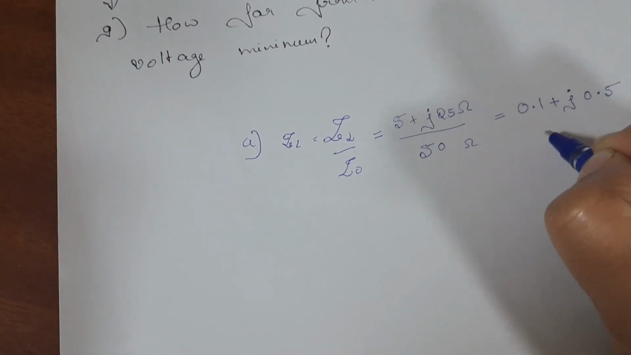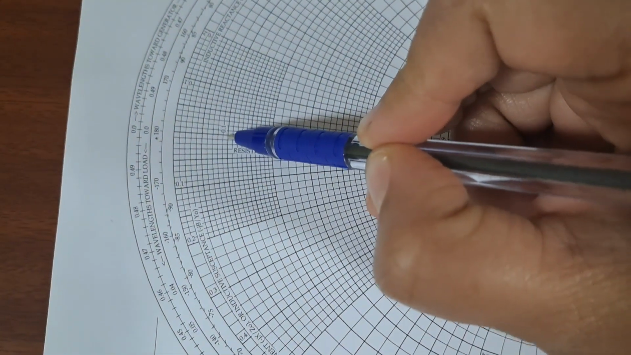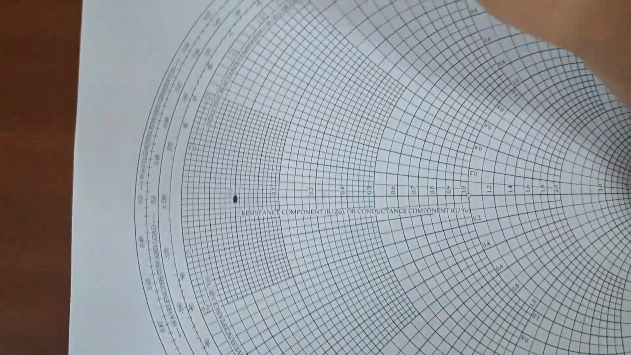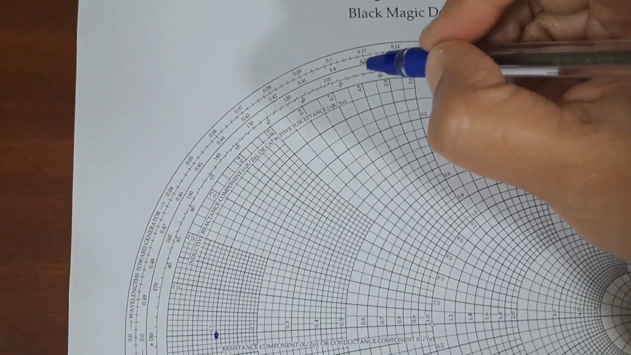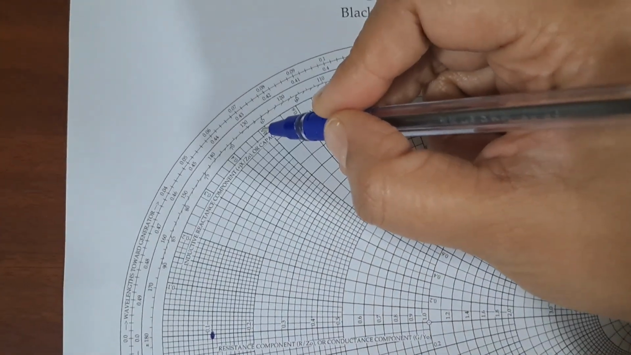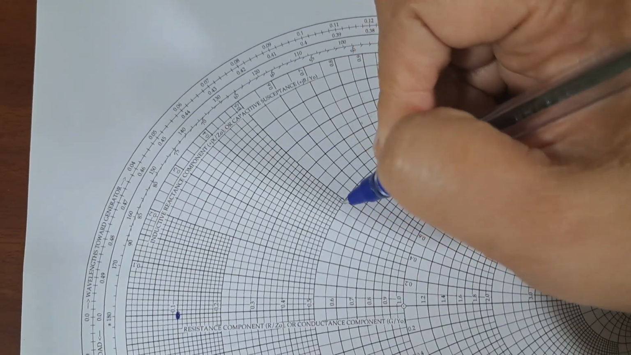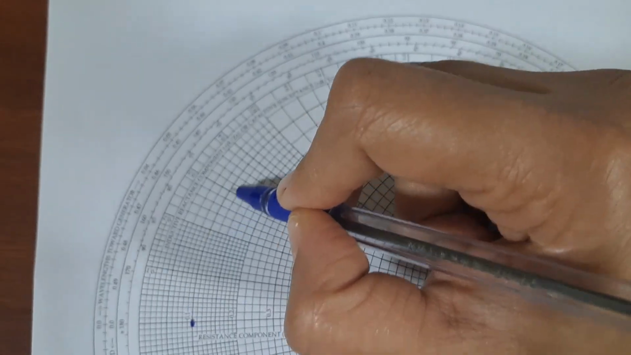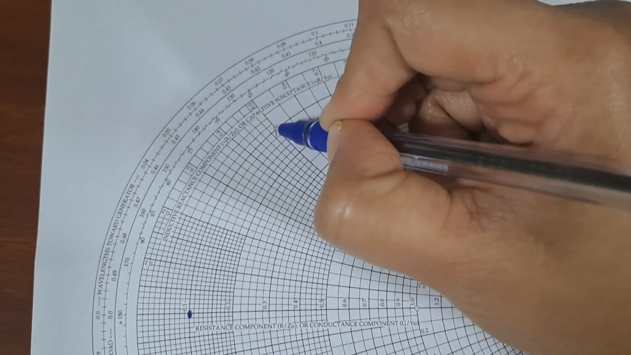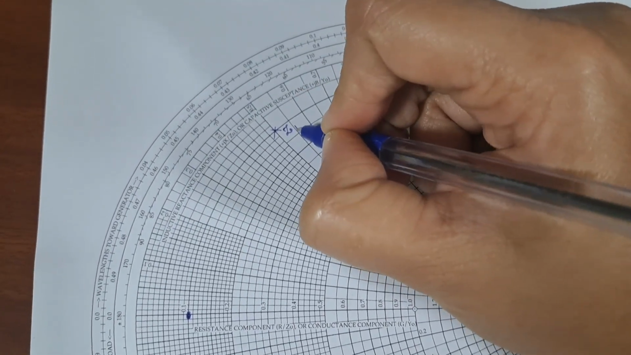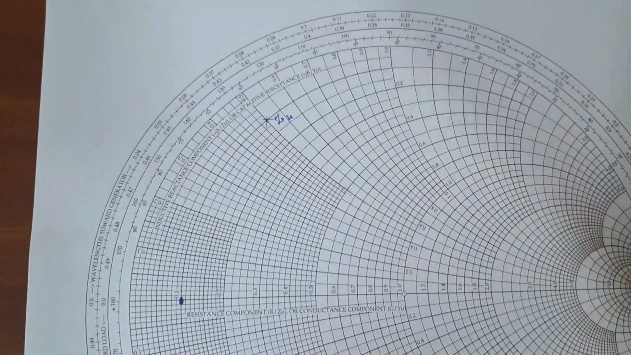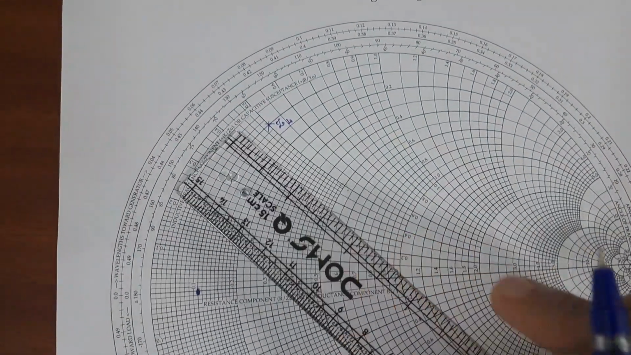Now I have to mark this on my Smith chart. First, you check the horizontal line for 0.1 real value, and then the upper half of the Smith chart for positive reactance. You see, 0.1 is mapped, and then 0.5, and the intersection will be marked as ZL. So now you have marked the load impedance.